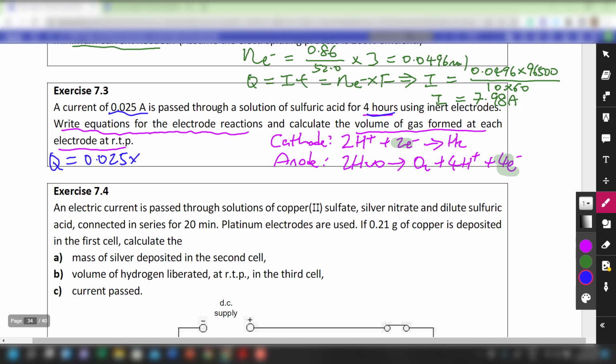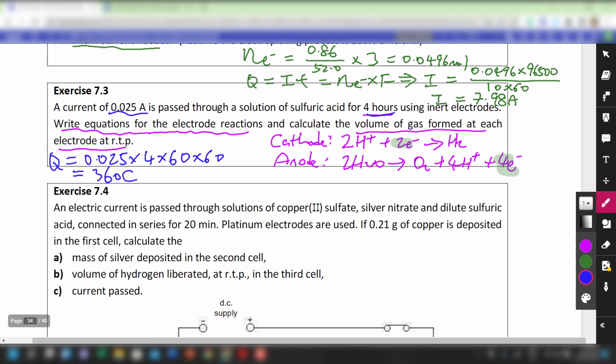However, the time is given to us in hours, so we need to convert to seconds. So that will be 4 hours. 1 hour is 60 minutes multiplied by 60, and then 1 minute is 60 seconds, multiplied by 60 again. So with that, I'm going to get 360 coulombs.